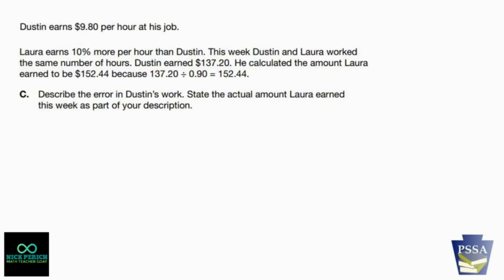All right, last but not least, Laura earns 10% more per hour than Dustin. Okay, so quick math, 10% of $9.80 means you move the decimal over 1. So Laura is going to make 98 cents more. Do I need to do the math? I don't know if I need to do the math.